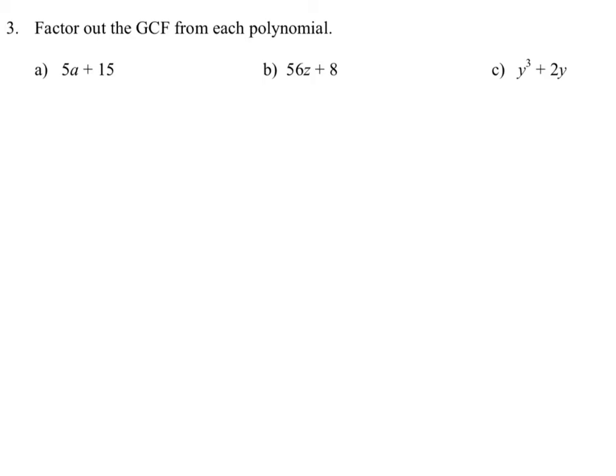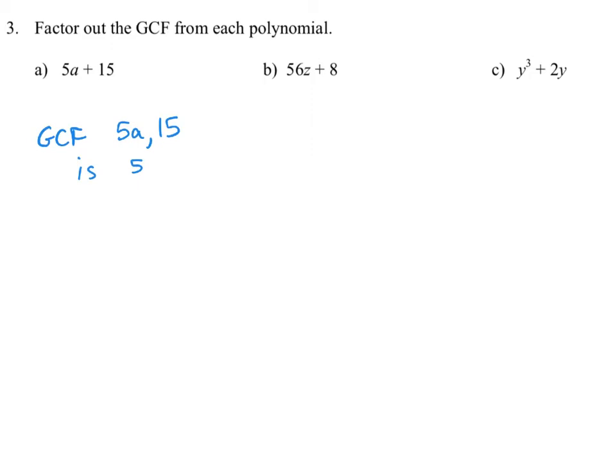Factor out the greatest common factor from each polynomial. In example A, we have the polynomial 5a plus 15. We want to factor out the GCF. We begin by finding the greatest common factor of 5a and 15. That greatest common factor is 5. Now what we're going to do when we factor that out is divide each of those terms by 5.